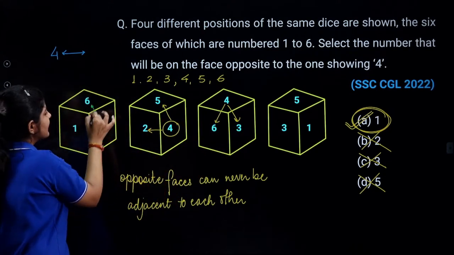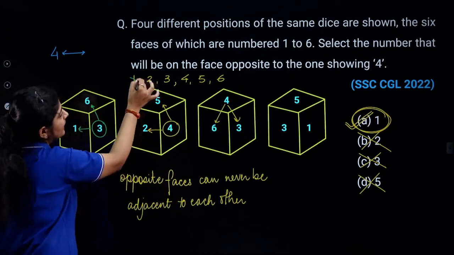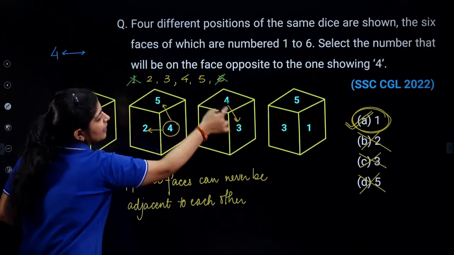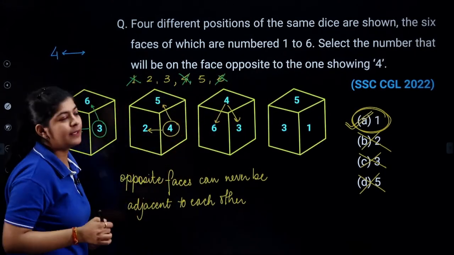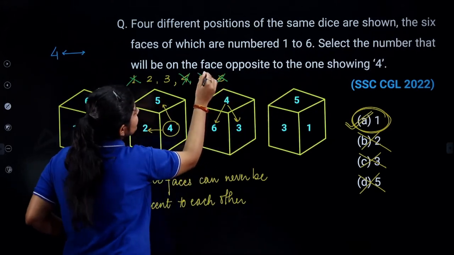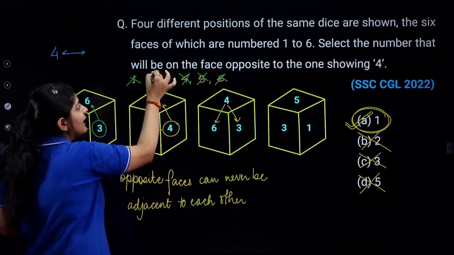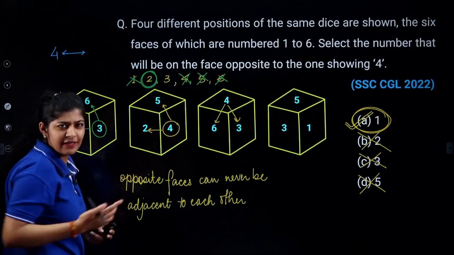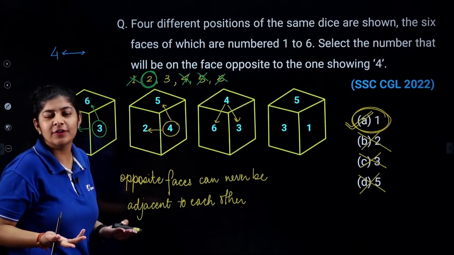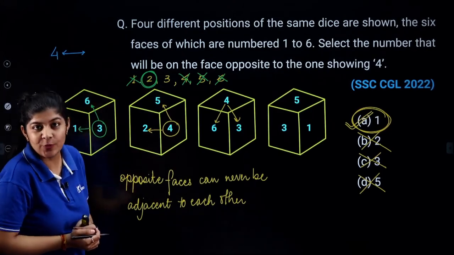6 and 1 are adjacent, so just simply eliminate these 2 options. Here we are having 4, just simply eliminate. Here we are having 5, just simply eliminate. Now we are left with just 2 because we are finding the opposite pair of 3, na? So we can easily write it like this one.